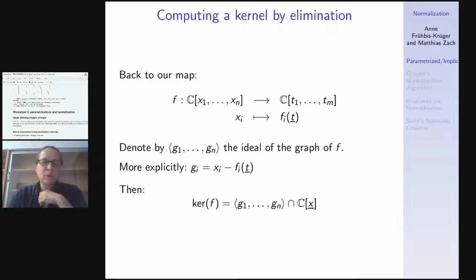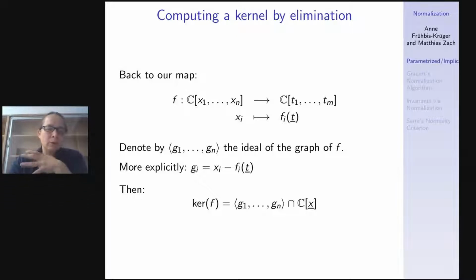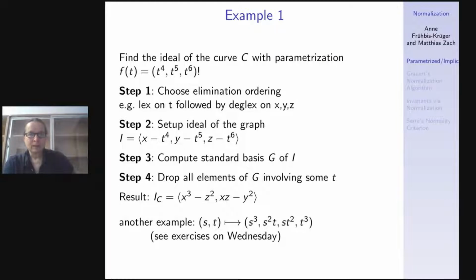So here we see the kernel as the intersection of the ideal of the graph of the map with the corresponding subring. Now let's do that in an example. And here I have picked a space curve with a parameterization t to the 4, t to the 5, t to the 6.